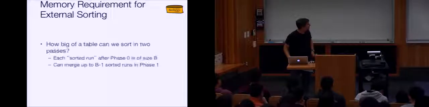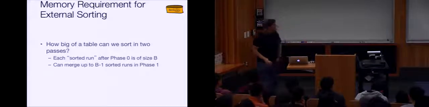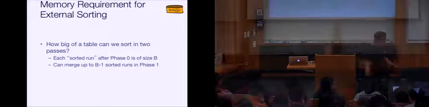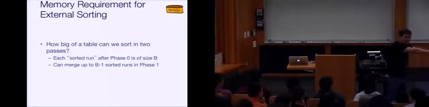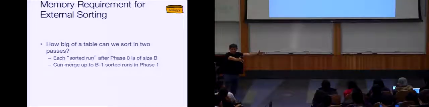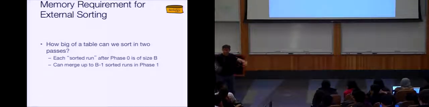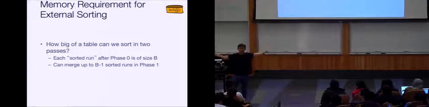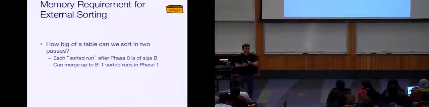So how much memory do we need to sort stuff in 2 passes? Well, we know that after pass 0, where we read in B blocks, sort them, and write them to disk, each sorted run is B long. And we know in pass 1, we're going to merge B minus 1 things together. So if we're going to finish, then the whole file could only have been B minus 1 times B long to do it in 2 passes.